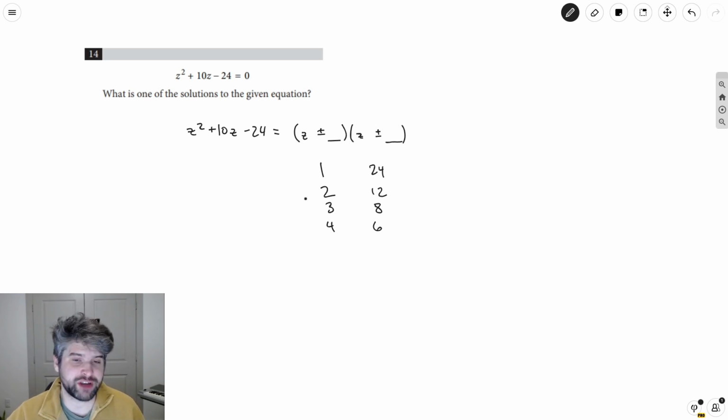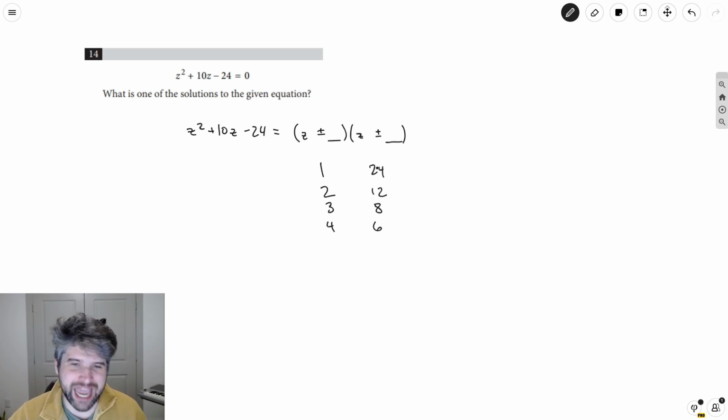Now we've got a bunch of options here, but how do we know which pair of numbers we put in the blank? Well, here's the trick. They have to add up to be 10. But remember that I said one of these numbers has to be negative and one has to be positive. And when you add a negative number with a positive number, what you're really doing is subtracting. So really, these numbers have to subtract to be 10 in this case.